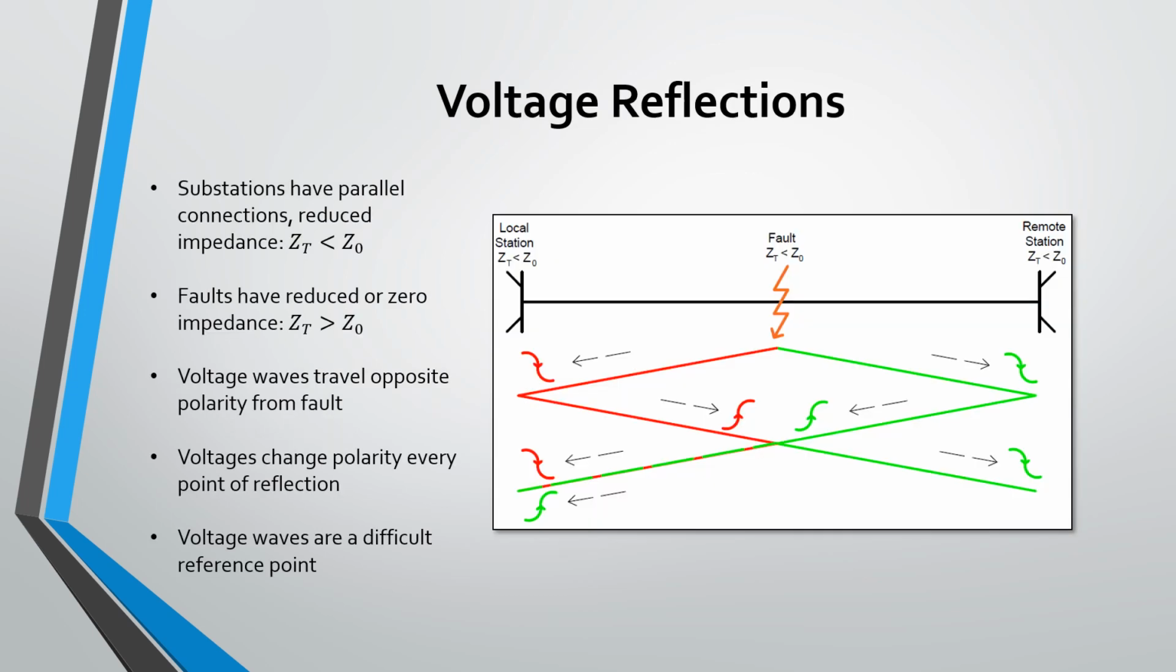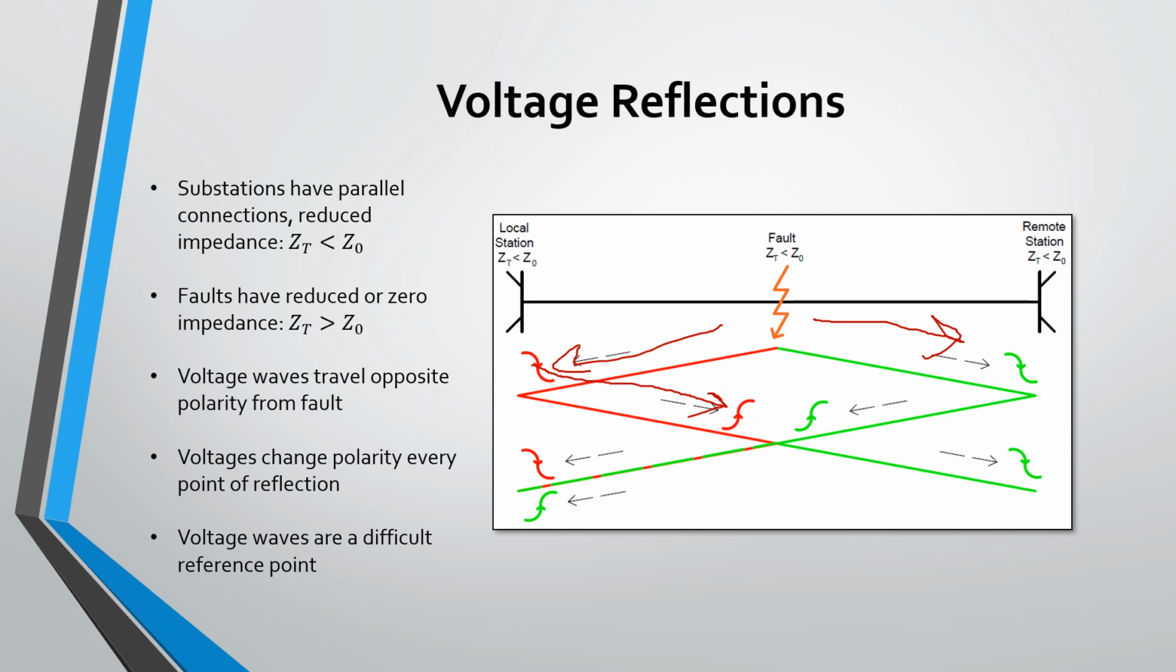As a fault happens somewhere in the middle of a transmission line, the voltage comes out of the fault with a phase shift, heading towards both sides of the transmission line substations. When it hits the substation, which tends to have a lower impedance than the characteristic impedance of the transmission line due to parallel connections coming off of it, the voltage wave has another phase shift as it goes back towards the fault again.